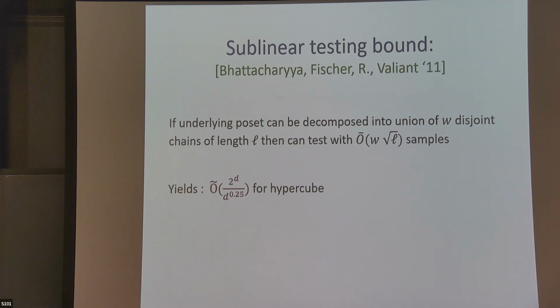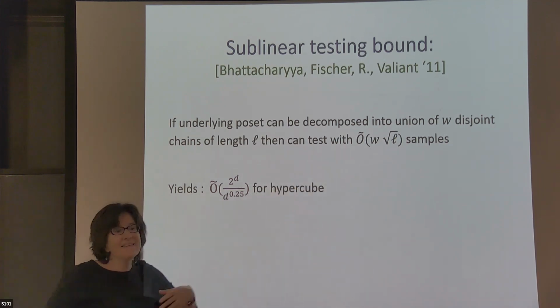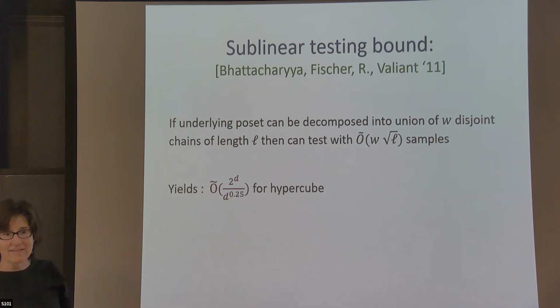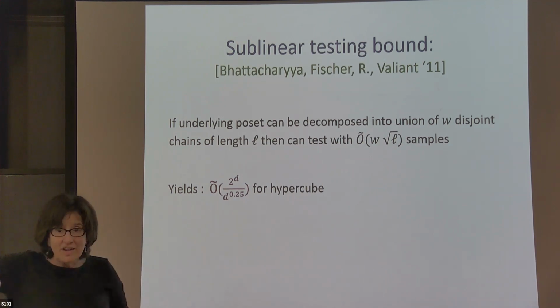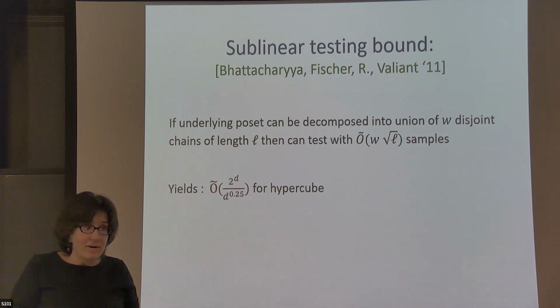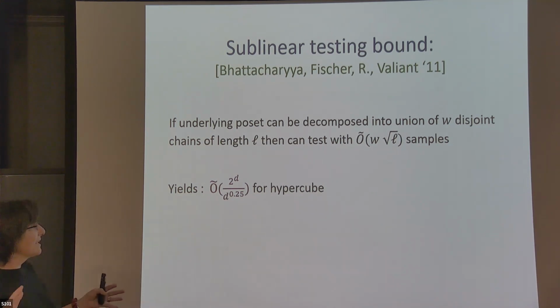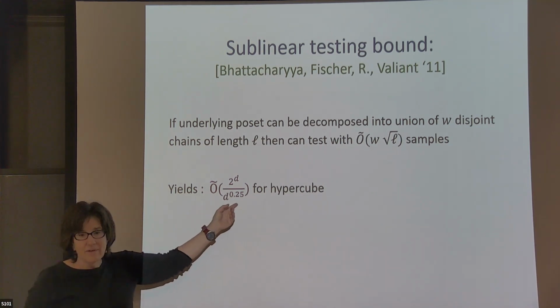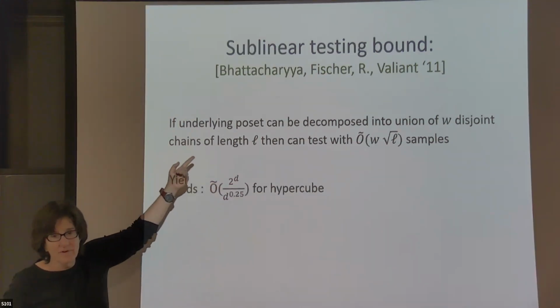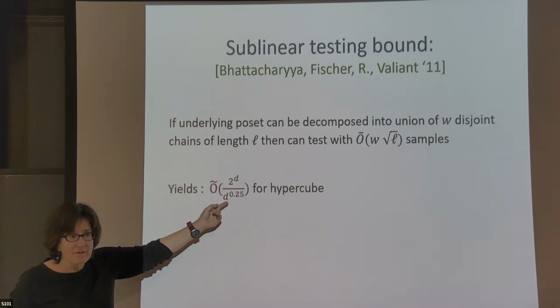There's a sublinear bound that was known before, and this is for any poset, if you can decompose it into a union of W disjoint chains of length L, then you can test with O tilde of W squared with L samples. This is an extension of the monotonicity testing result that we saw before. It's basically saying, let's test that each of the chains is monotone like we did before. And then we have to check that they're consistent with each other somehow. I'm not going to get into that, but it gives you something sublinear for the hypercube, because remember, 2 to the d is the number of nodes. So it's something a little bit sublinear for the hypercube.